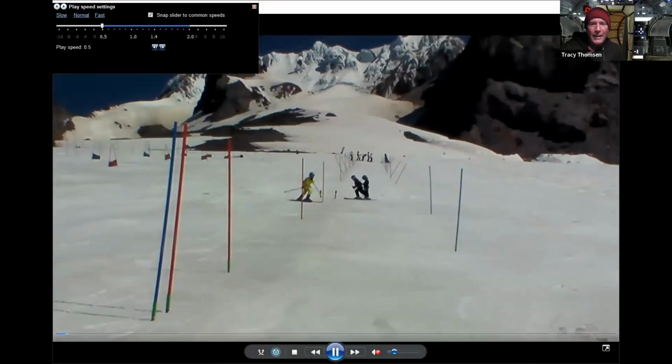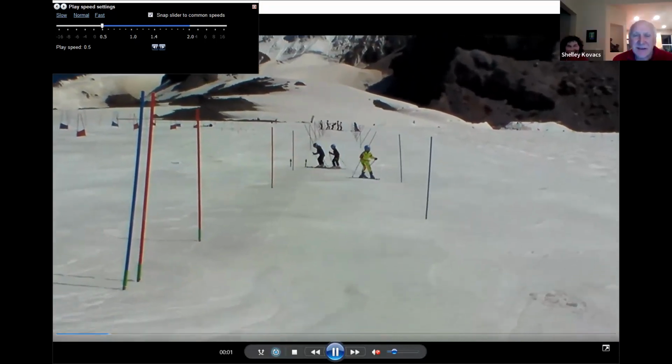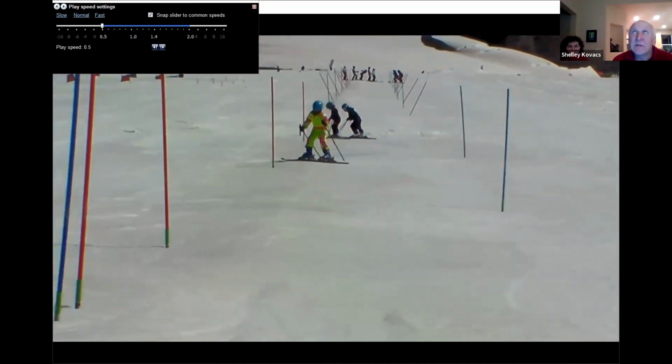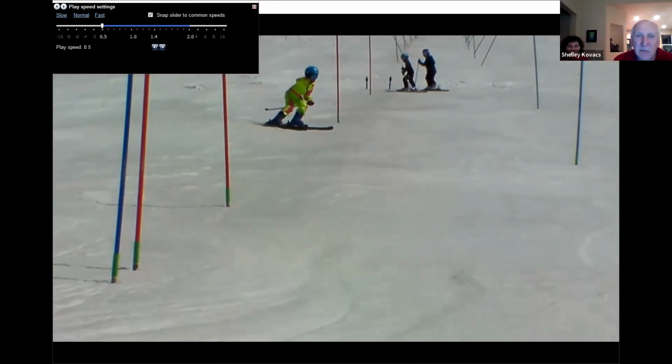How about we pick somebody else? I was just going to say something like, does this skier's legs turn separately from their upper body?